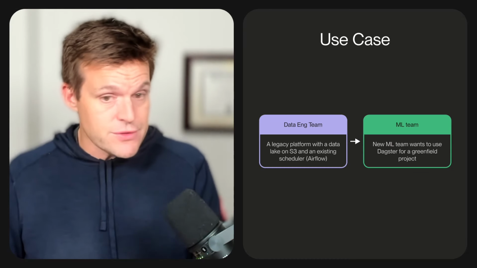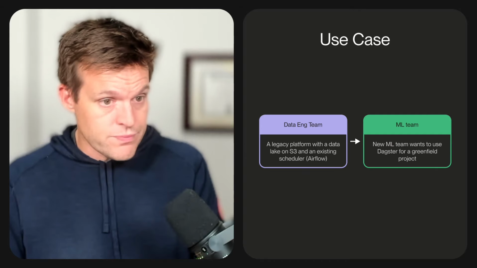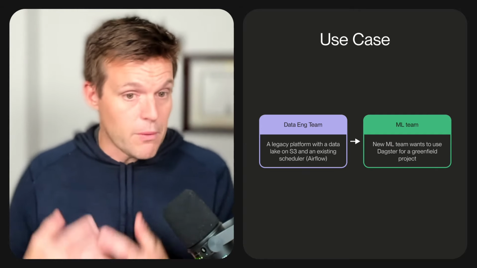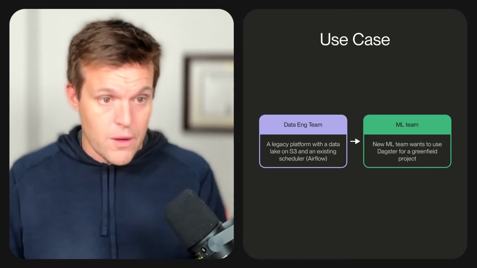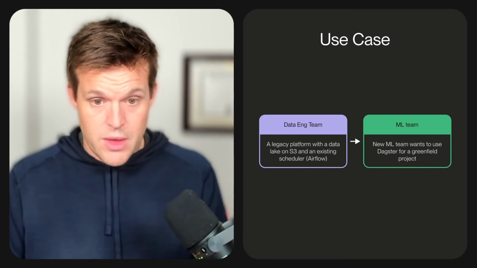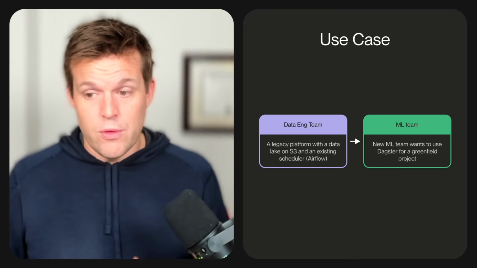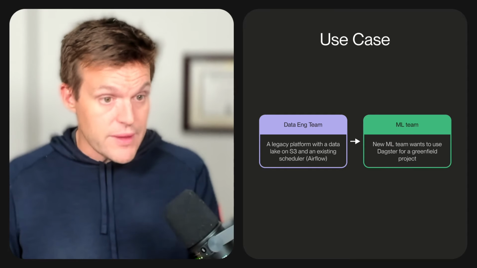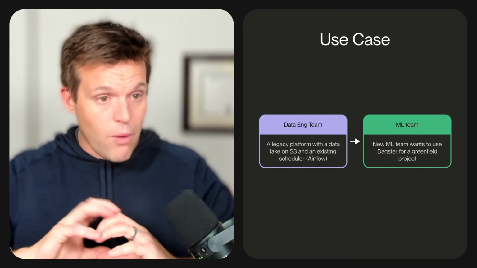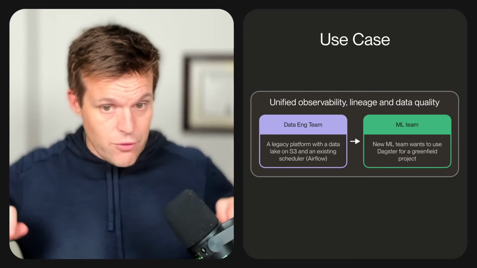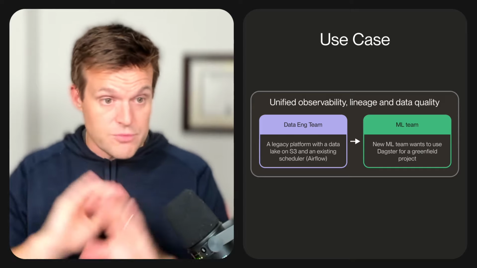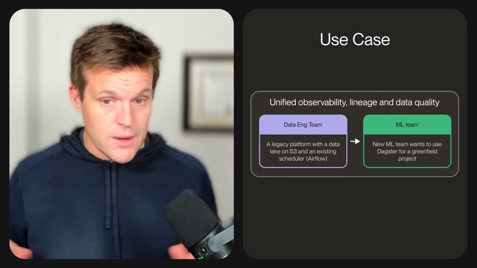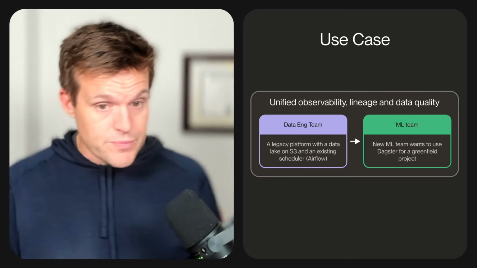They interface with a data engineering team. And that data engineering team has been around for a long time. They have a data lake on S3. They're using Airflow, and that's the way it is. And what they really want, and they believe, is a unified layer of software to track lineage, quality, and alerting across both of those teams, right? That is their stated goal.